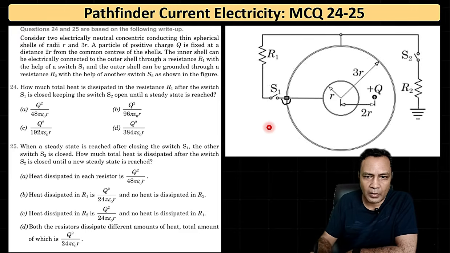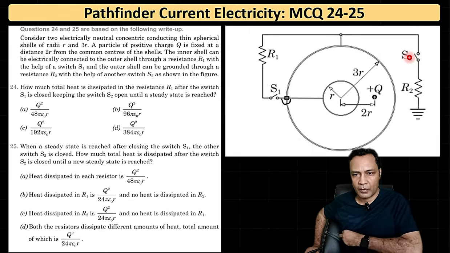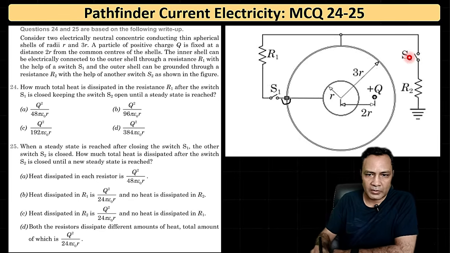In the same way, to create electrical contact between the outer shell and the ground, resistor R2 is there and there is a switch S2. So when switch S2 is closed, electrical contact between the outer shell and the ground will be established. So now two things are asked.